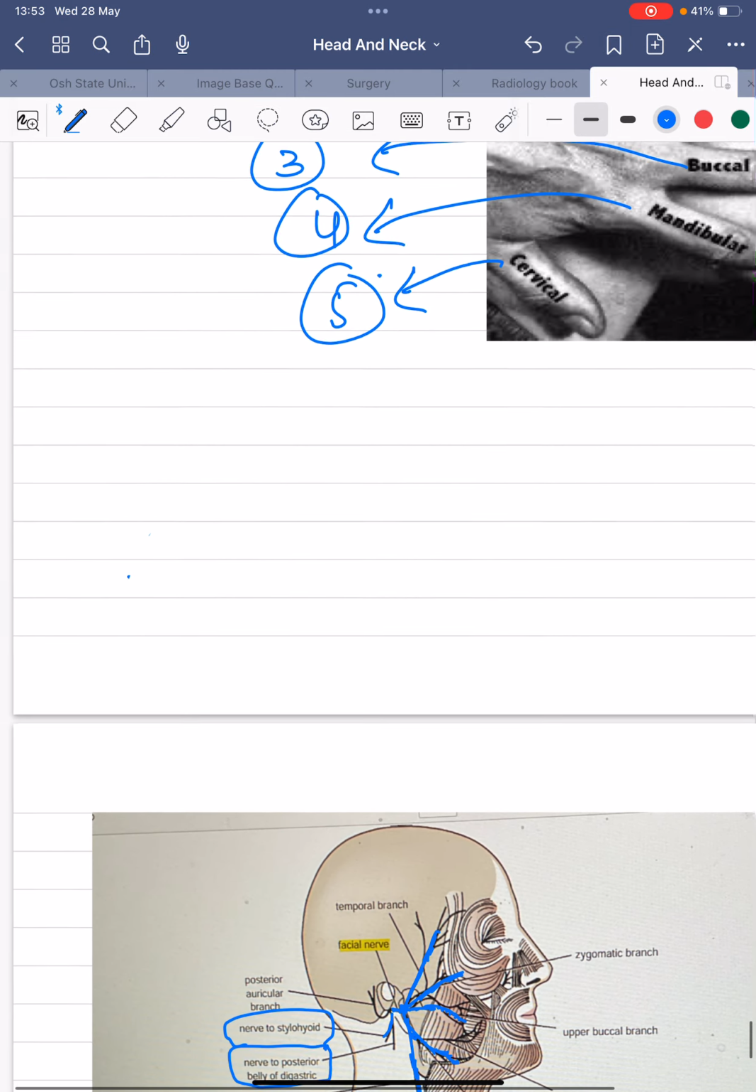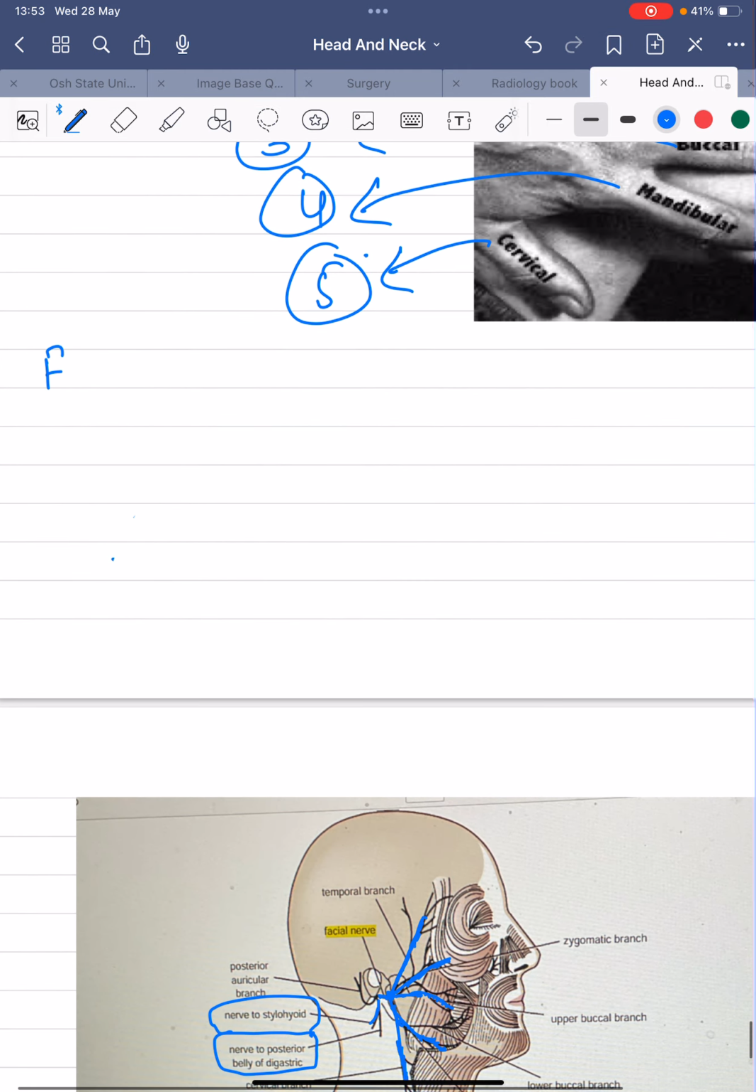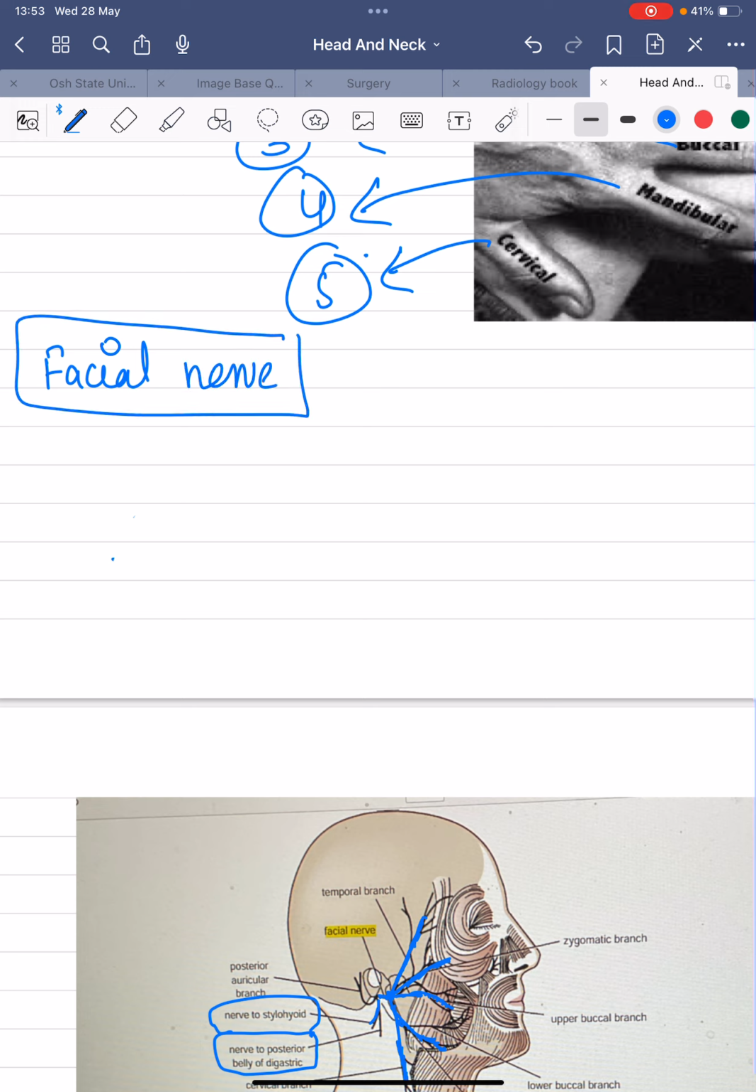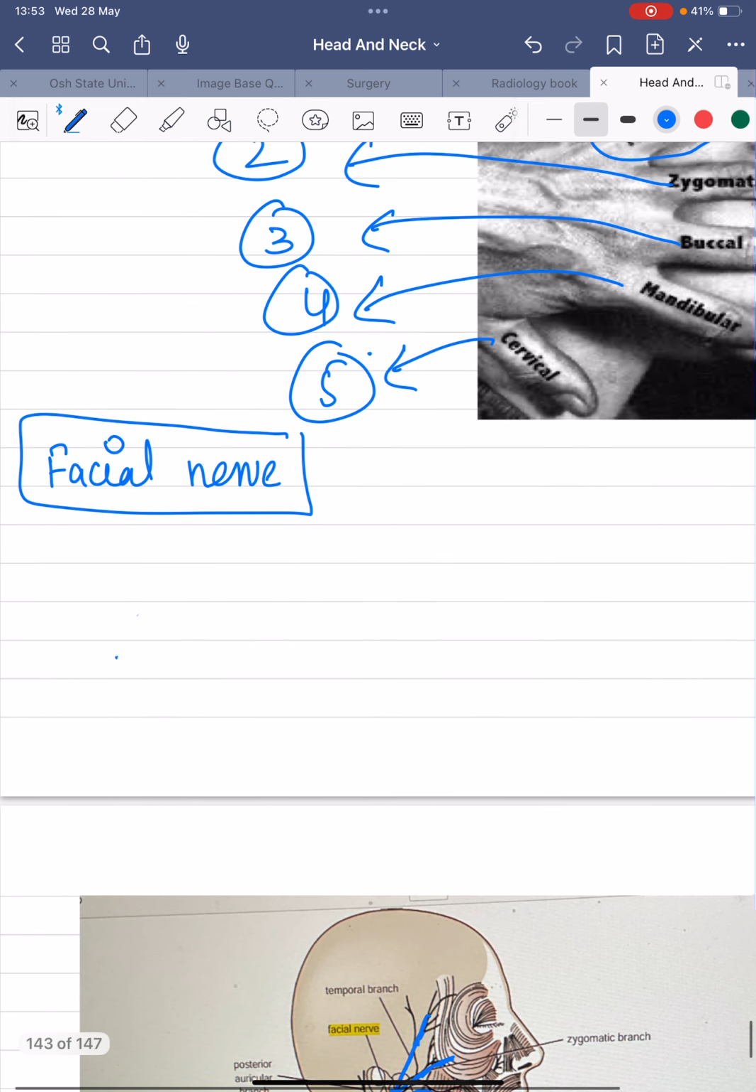But we must study the facial nerve in detail, because it is in relation to some ganglia which are very, very important. So we must know what these are and what their functions are. First thing you must remember: the facial nerve is a mixed nerve.